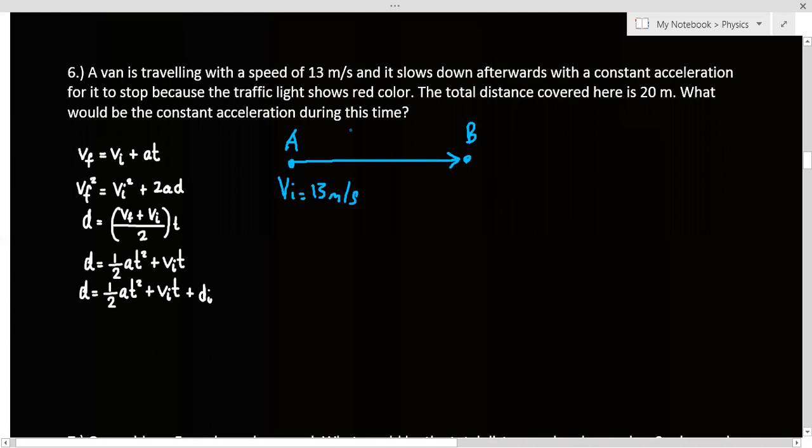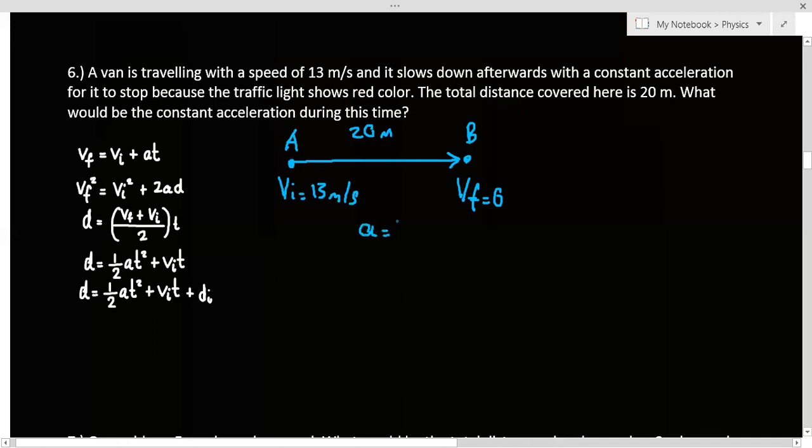So, from point A to point B, it covers 20 meters. Siya yung maging displacement mo. Then, dito sa point B, since titigil na yung van because the traffic light shows red color, it means that the vehicles should stop. Okay? So, therefore, yung final velocity mo ay zero. Bakit zero? Kasi hindi na siya gagalaw. Once it stops moving, alam mo na, kumbaga, common sense, hindi na siya gagalaw. So yun. Ngayon, from point A to point B, it covers 20 meters.